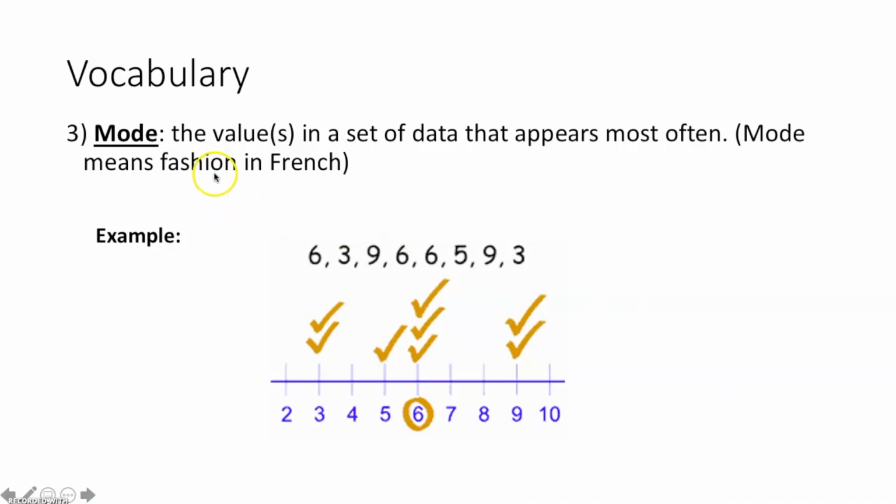Next is the mode. That's the value or values in a set of data that appears most often. Mode means fashion in French. So it's like, what is mode? What's trending? So in this case, if you were to figure out of this set of data, what value appears the most, that would be 6. So 6 would be your mode because it appears 3 times. That's more than any other number.